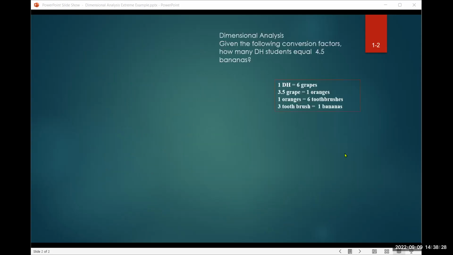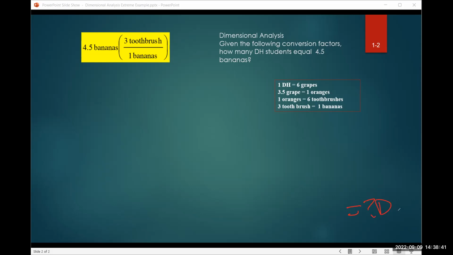All right, so here are the conversion factors. And here's my first one, okay, where I'm given 4.5 bananas. Keep in mind that way down here, I'm looking for DH. Okay, so that keeps me on the straight track to know where I've got to go.